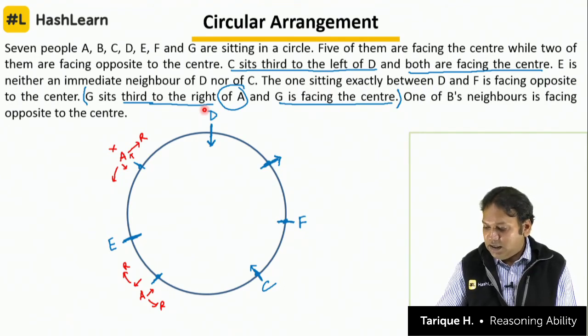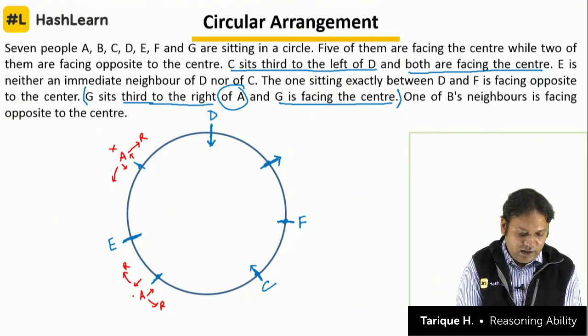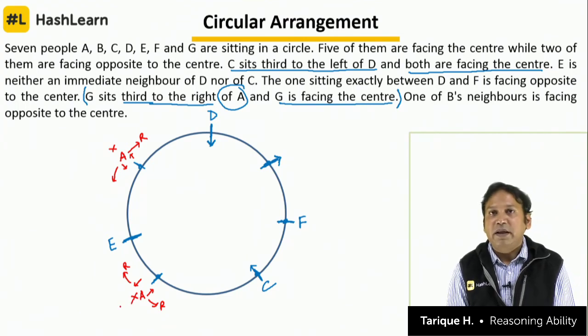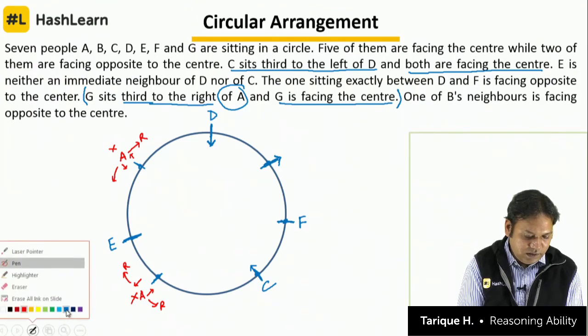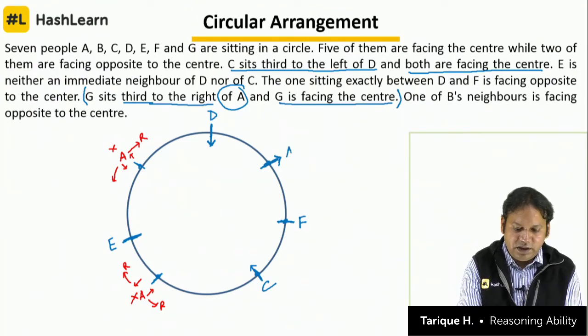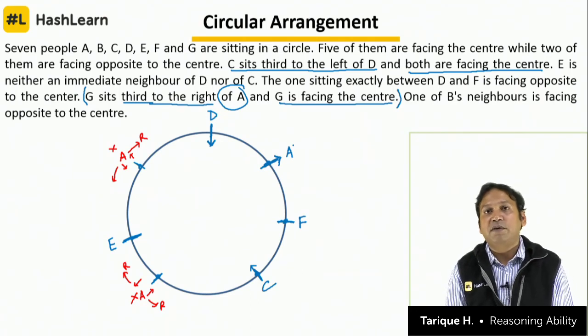It means that we cannot have A in this position also. That means the final position of A will be this one. So let us just use back the blue. So A must be here. There is no other option for A.